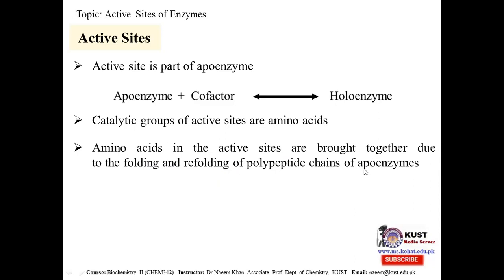When the apoenzyme polypeptide chains are folded and refolded upon one another, some groups are exposed and brought together in the active site, and they are then called catalytic groups. So the amino acids which are the catalytic groups in the active site are brought together due to the folding and refolding of the polypeptide chains of the apoenzyme part.